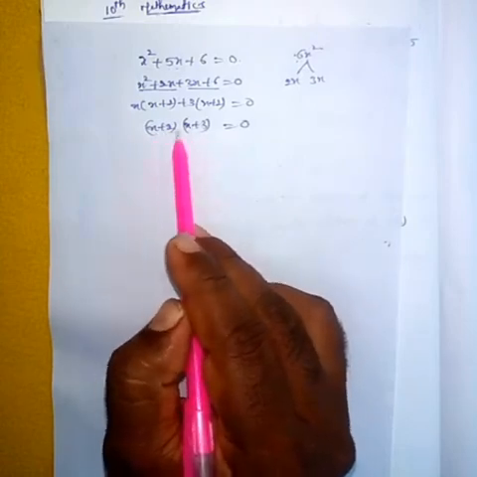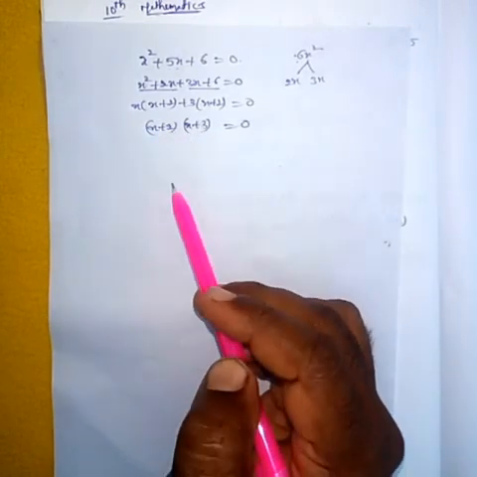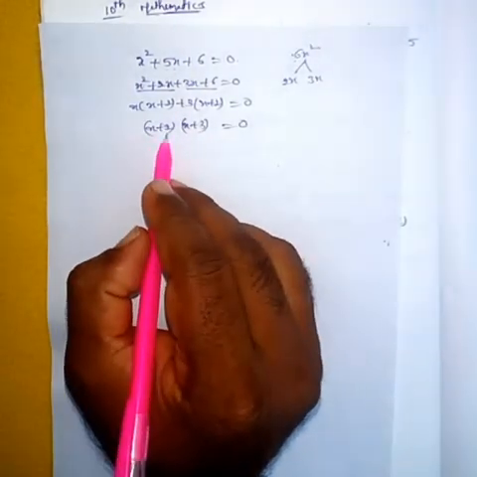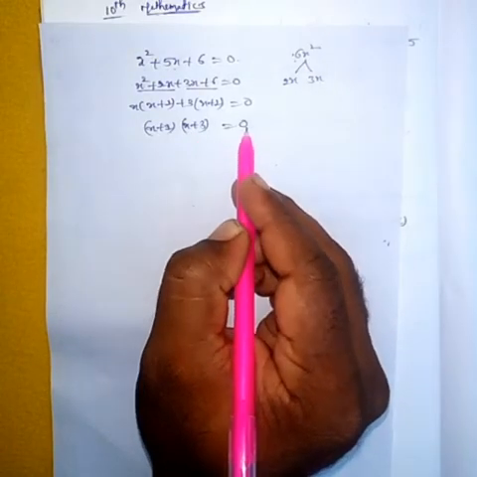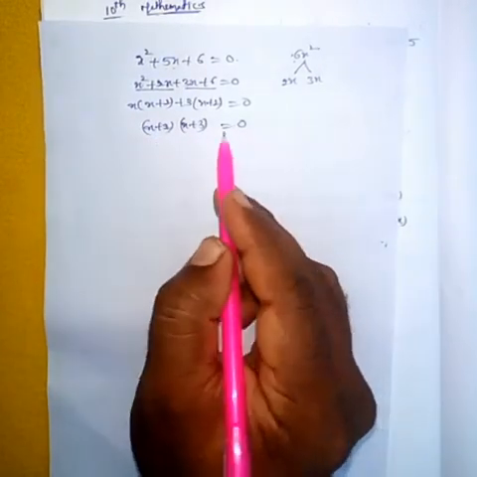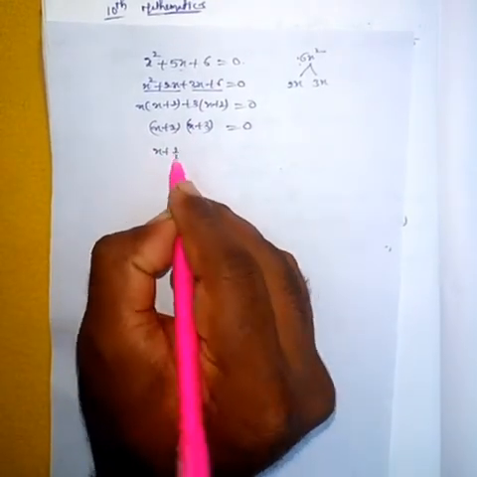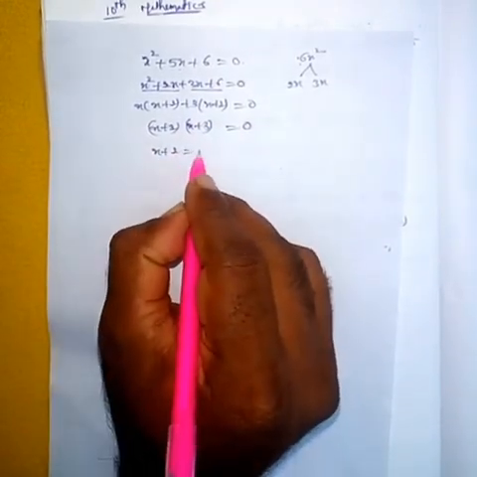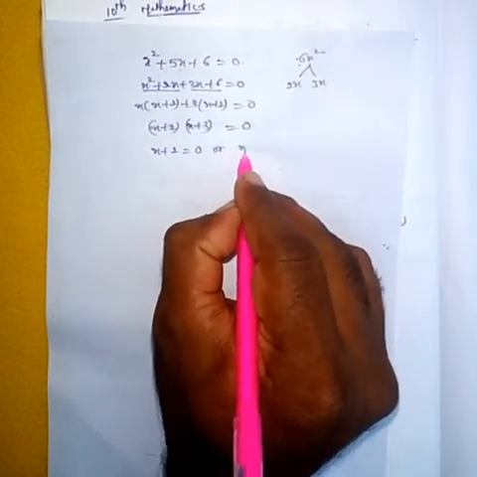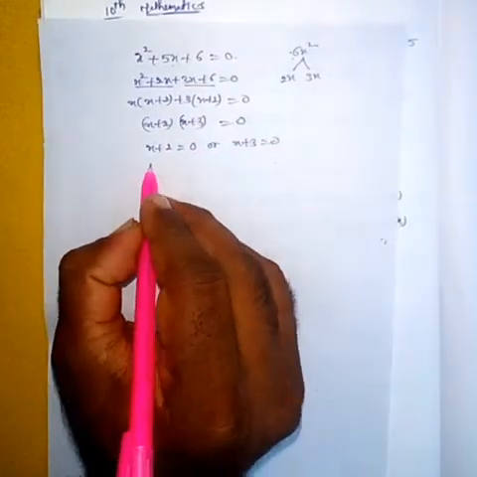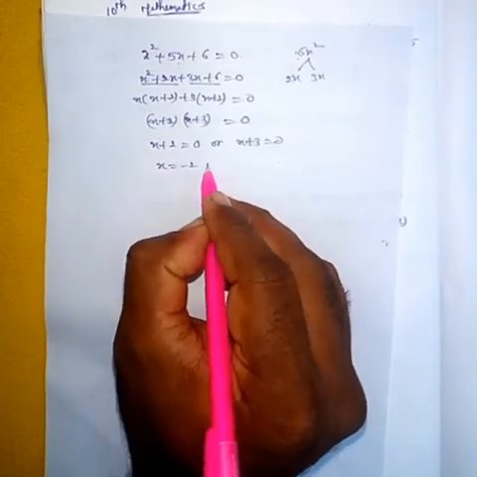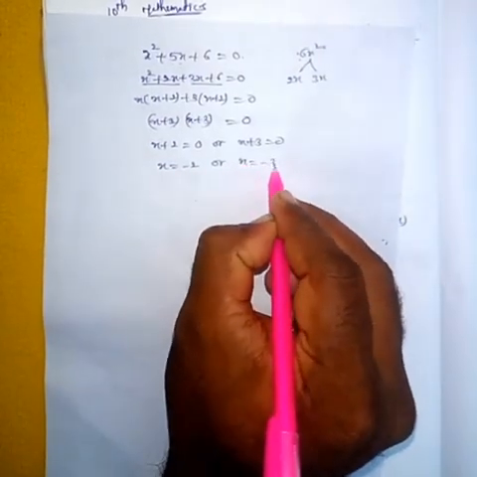From these two factors you can get the zeros. Here x plus 2 and x plus 3 equal to 0, that means either x plus 2 equals 0 or x plus 3 equals 0. So we have x plus 2 equal to 0 or x plus 3 equal to 0, and from this you can get x equal to minus 2 or x equal to minus 3.